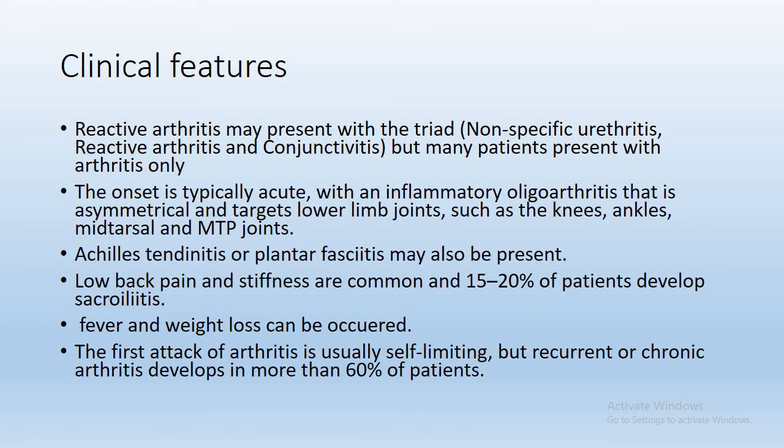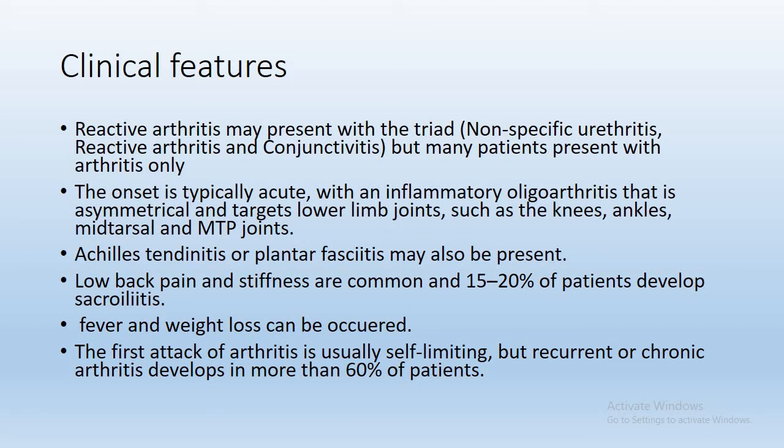We will not see the rest. The onset is typically acute with an inflammatory oligoarthritis that is asymmetrical and targets lower limb joints such as knee, ankle, metatarsal and metatarsophalangeal joints. Achilles tendinitis and plantar fasciitis may also be present. Low back pain and stiffness are common, and about 15 to 20% of patients develop sacroiliitis. Fever and weight loss can occur.